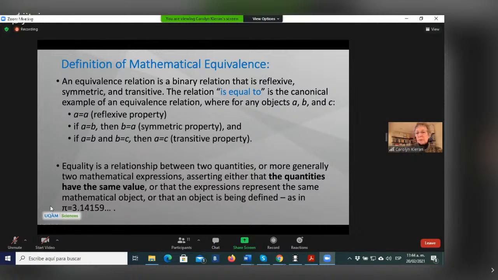Equality is a relationship between two quantities, or more generally, two mathematical expressions, asserting either that the quantities have the same value, or that the expressions represent the same mathematical object, or that an object is being defined.